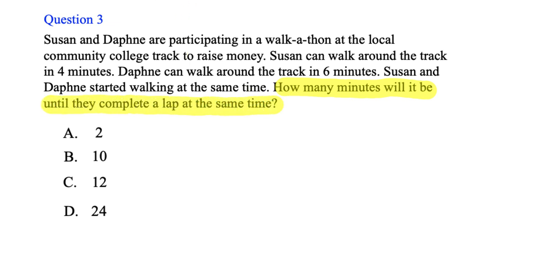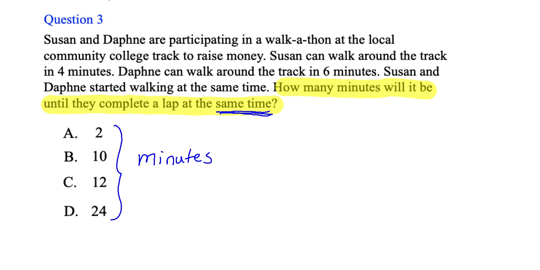Why is this important? Because it's telling us what our answer choices represent. Do these answer choices represent laps or minutes? By reading the final question, I can tell. It says, how many minutes will it be until they complete a lap at the same time? So we're dealing with minutes and time. So these have to represent minutes. In other words, 2 minutes, 10 minutes, 12 minutes, 24 minutes. These don't represent the lap. So I'm just concerned when the minutes are the same. And once I find out when the minutes are the same, I'm done. So let's start with Daphne.